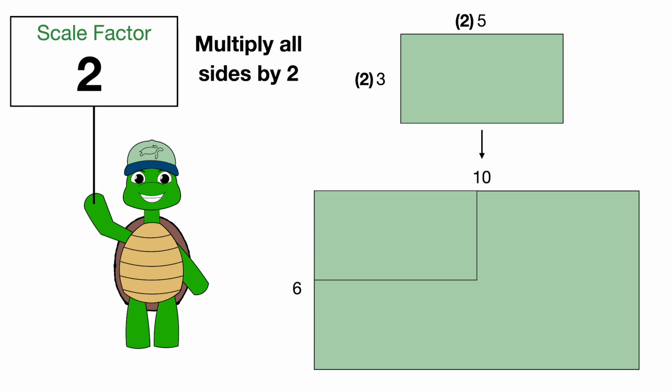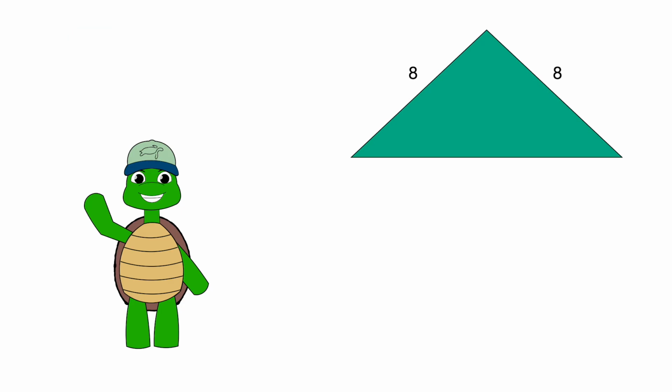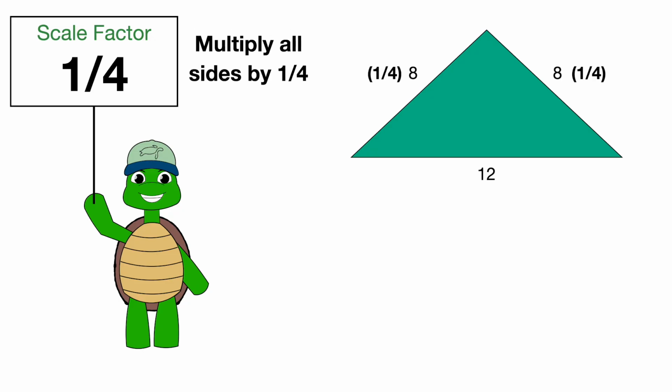And as you can see here, there's 2 of the original rectangles for the 6, and then 2 rectangles of the original going across. Let's do another example here, and here we're going to have a triangle with sides 8, 8, and 12. And Tommy's going to give us our scale factor here of 1/4. So now that means we're going to multiply all the sides by 1/4. So 8 times a fourth, 8 times a fourth, and 12 times a fourth. And what that's going to do is create a much smaller rectangle with dimensions 2, 2, and 3 because we reduced all sides by 1/4.